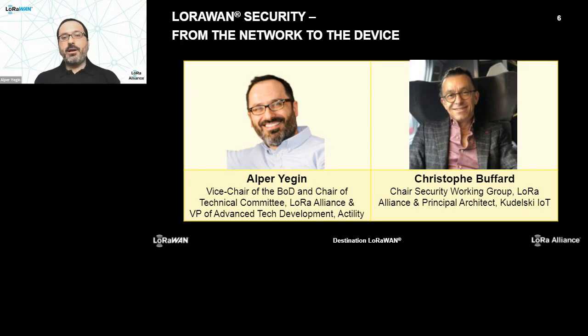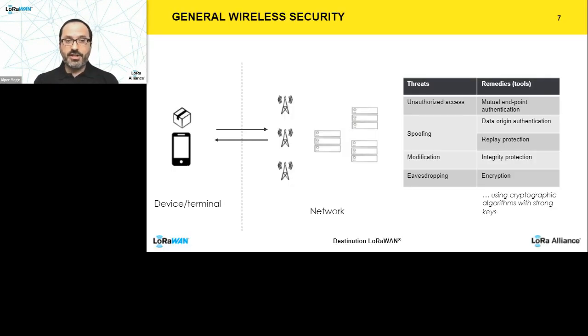So coming to our webinar, as you know, the security of any wireless network or wireless architecture involves multiple parties, the end device and the network infrastructure and the communication channel in between the two. In today's webinar, we have two parts. In the first part, I will focus on the channel security. And the second part is about the end device security. And Christophe Buffat, who is the chair of Security Working Group in the LoRa Alliance and the principal architect in Kudelski IoT, will be focusing on the device security part. So let's start with the communication channel security.